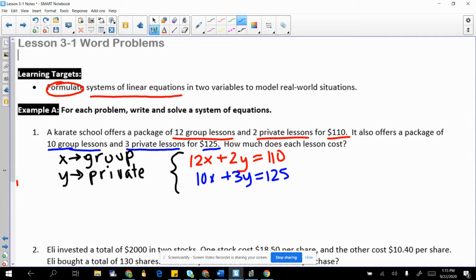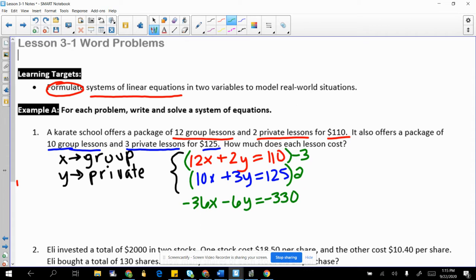And that's the big part here, is you need to be able to come up with that system of equations. Then from there, you are choosing whether you want to use graphing, substitution, or elimination to solve. In this one, personally, I would probably use elimination. And I would multiply this first equation by -3 and multiply the second equation by a +2, which is going to leave us with -36x minus 6y equals -330.